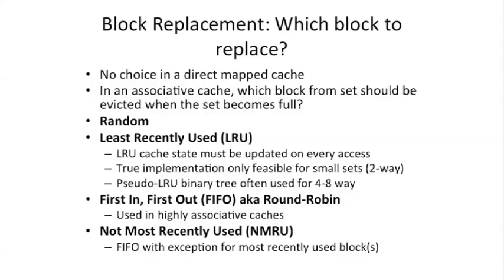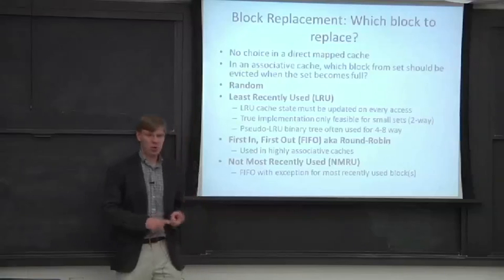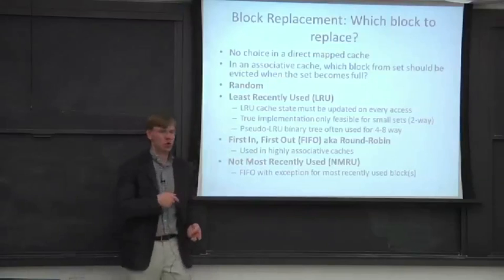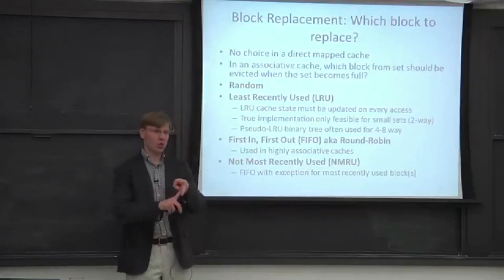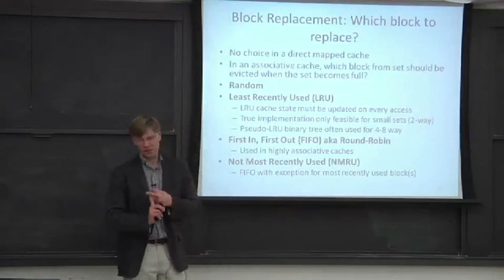And hopefully we only need to make this decision when a set becomes full, because otherwise we'll just choose the empty location in that set. So if we have a two-way set associative cache and one of the ways is full of data and the other one is just empty, the valid bit is empty, we probably shouldn't even be looking at different choices on how to replace things, because there's an open spot to go put the data. We should just go put the data there.